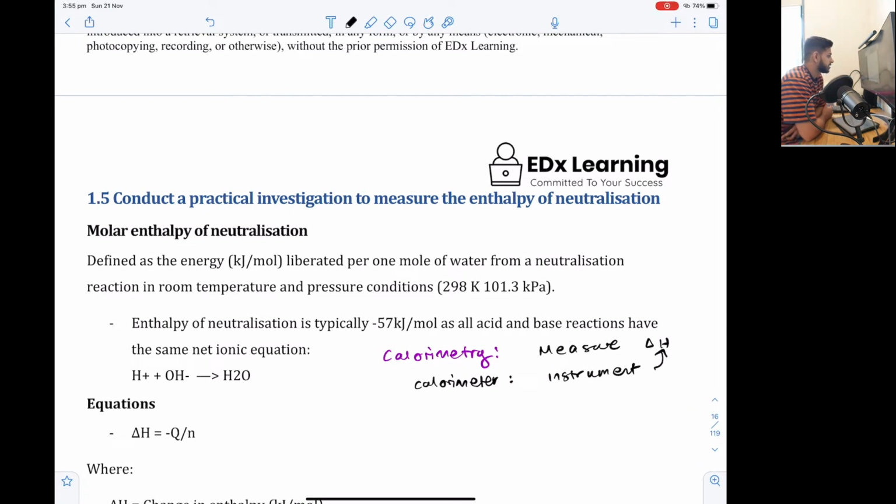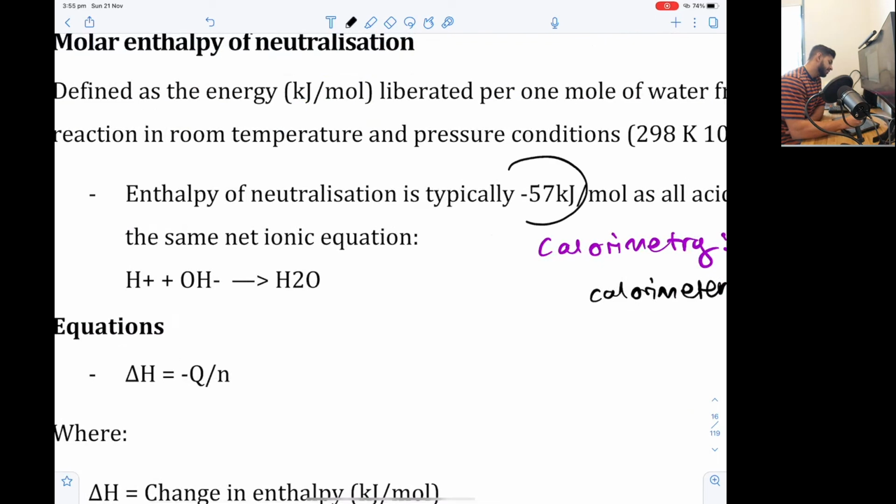Now, what did I say that number typically was when we did our net ionic equation question? It's typically negative 57. Okay, so typically enthalpy of neutralization is negative 57 kilojoules per mole. And that is because all acid-base reactions have the same net ionic equation. Now, I want to stress this. This negative 57 happens when you have a strong acid, strong base.